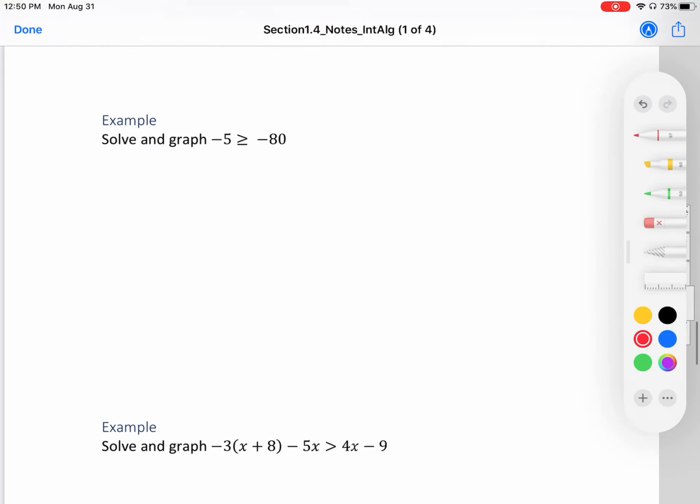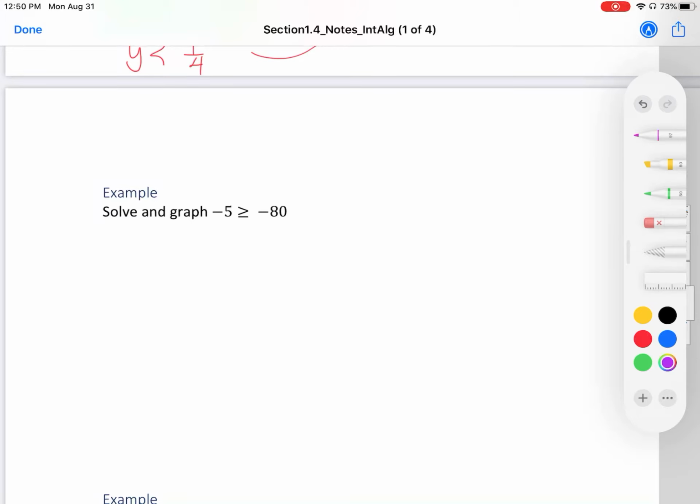Next one. Before we start this next one, I want to talk a little bit about what happens when dividing or multiplying by a negative number using inequalities. So dividing or multiplying with a negative using inequalities.